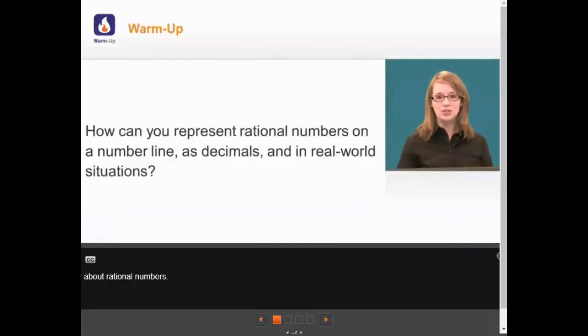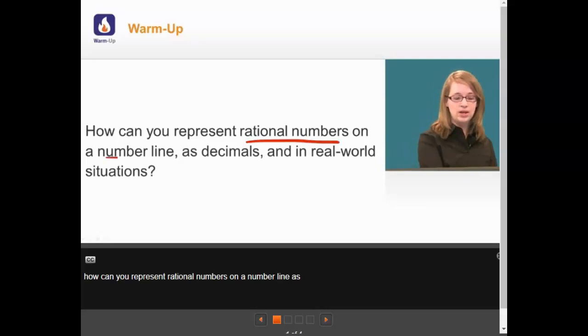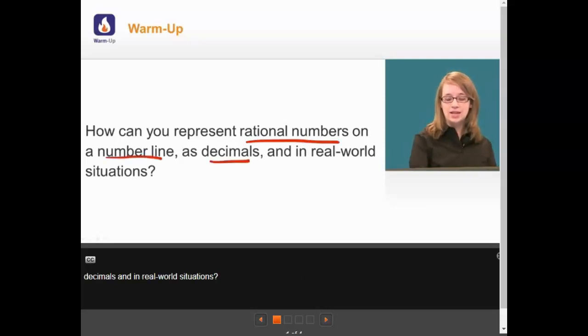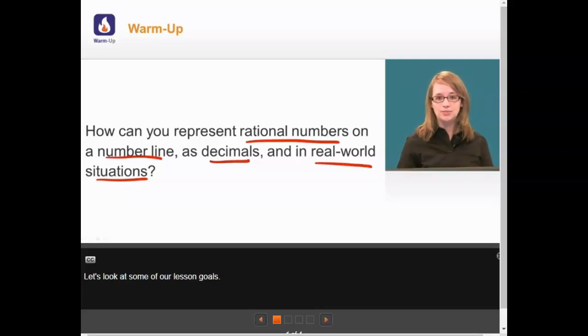about rational numbers. In this lesson, you should be able to answer the question, how can you represent rational numbers on a number line, as decimals, and in real-world situations? Let's look at some of our lesson goals.